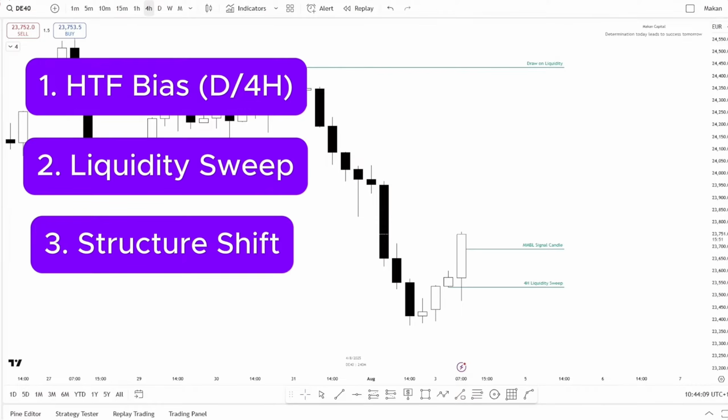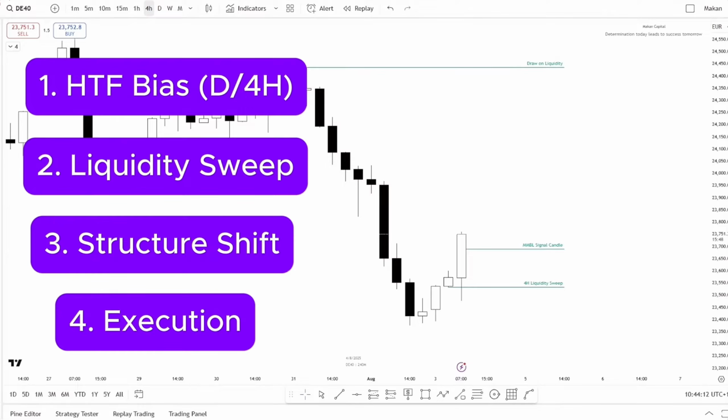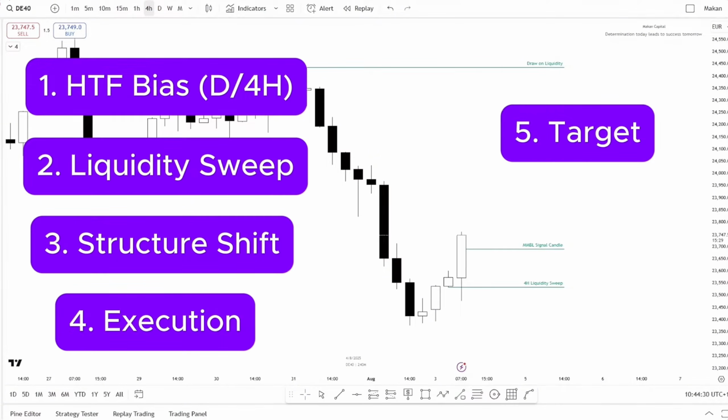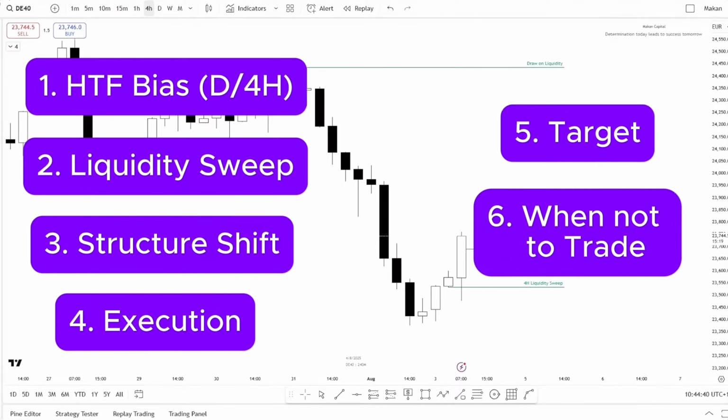And number four, which is the execution. Usually I'll enter after the next 4 hour candle closes bullish after the sweep has happened. Stop loss is usually placed below the wick that performs the sweep or below the candle that closes bullish. The target is normally a draw on liquidity, old highs, clean levels. And finally, when not to trade: when there's no valid sweep, when the 4 hour fails to close bullish or the daily closes bearish below sweep zones, and also during any major high impact news.